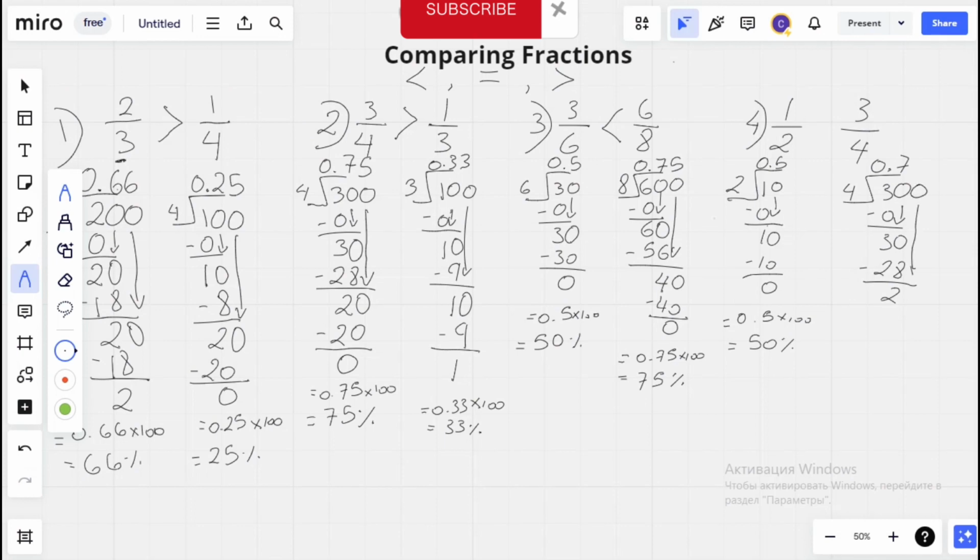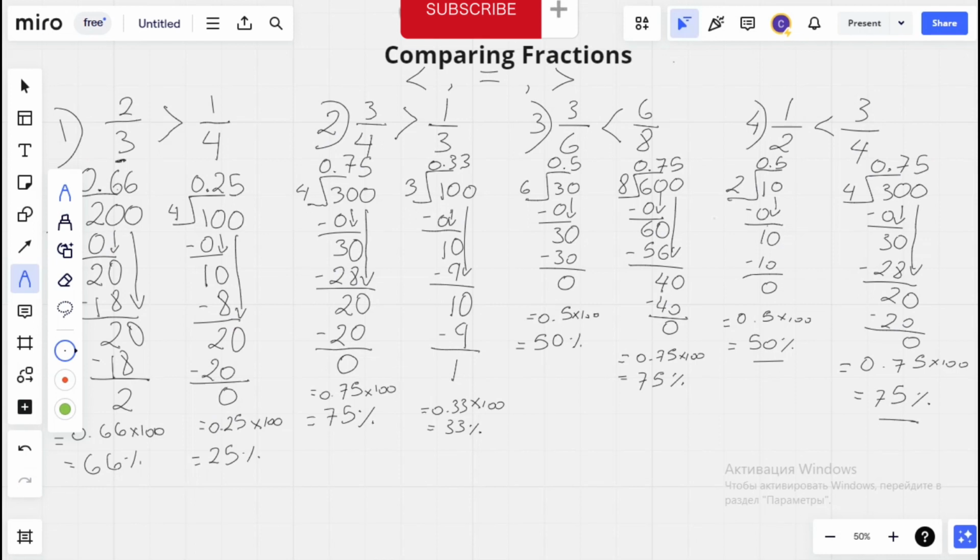Add another 0. Now how many 4's can you put in 20? It is 5. 5 times 4 is 20. Our answer is 0.75. 0.75 times 100 equals 75%. Now which one is bigger, 50% or 75%? It is 75%. So that is it.